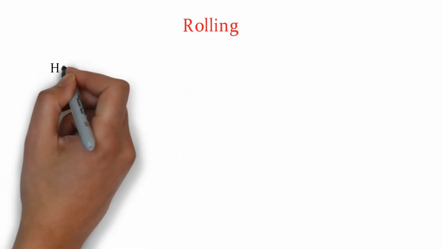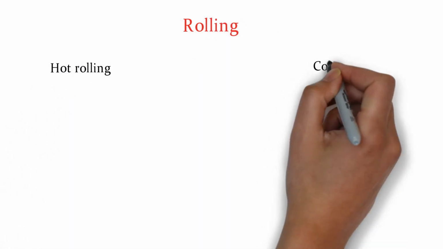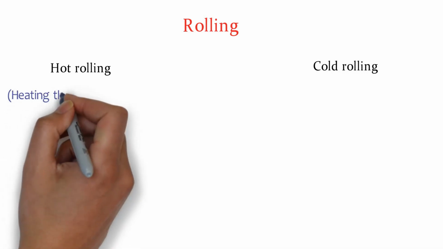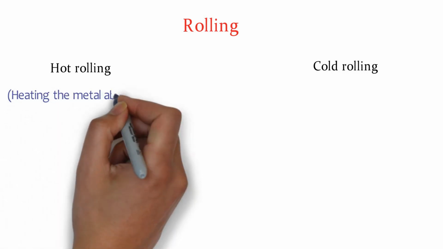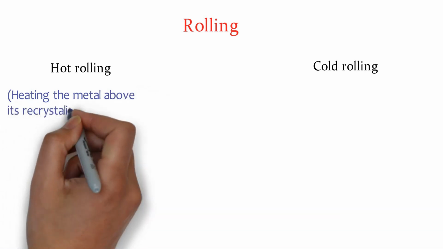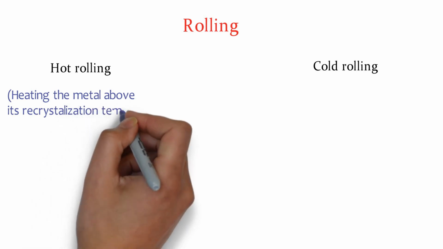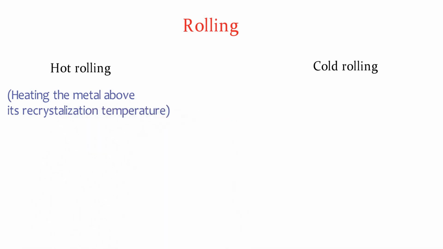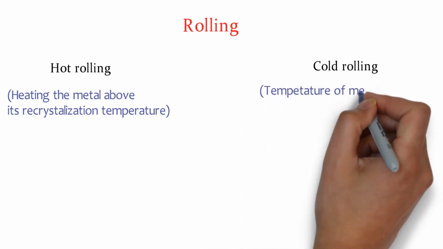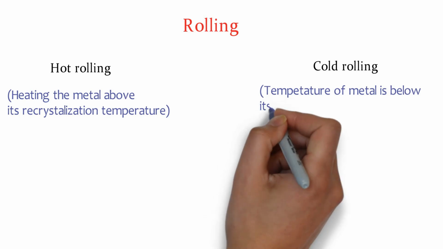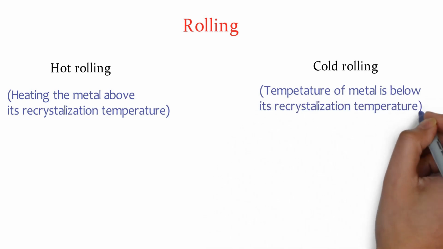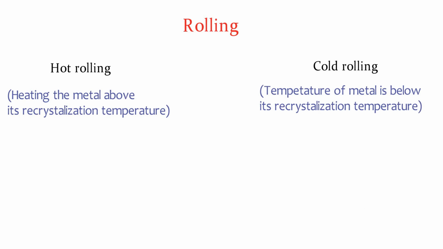Rolling process is classified as hot rolling and cold rolling. Now, what is hot rolling? The rolling process in which metal to be passed between the rollers is heated above its recrystallization temperature, then the process is known as hot rolling. And obviously, if the temperature of metal to be passed between the rollers is less than recrystallization temperature, then the process is known as cold rolling.